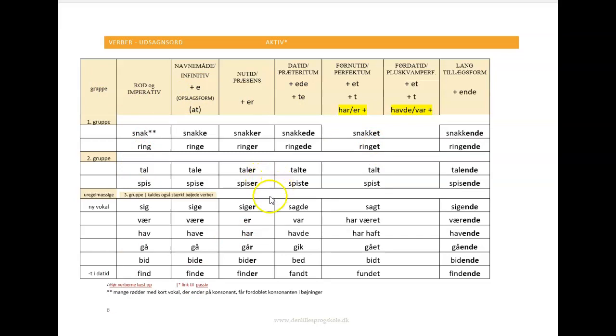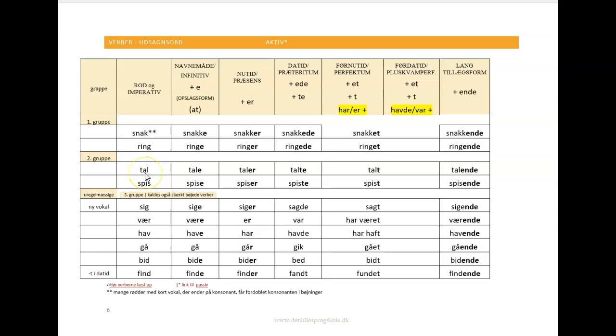So if your verb is a first group verb, you add ede in past tense and you add et in present perfect. And that goes for all group 1 verbs. I think this is simply why they are group 1. This is the most frequent way to make past tense in Danish. Way number 2 is group number 2.